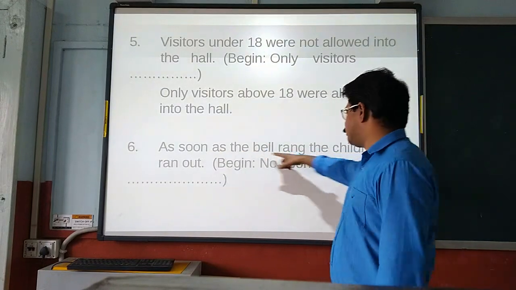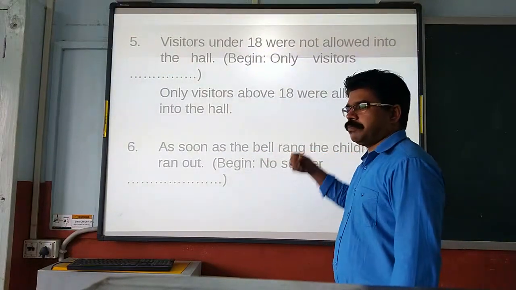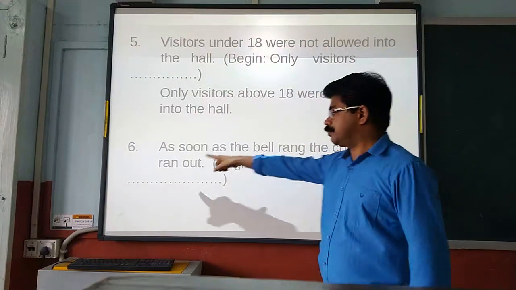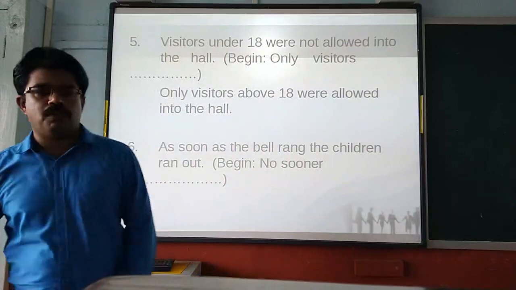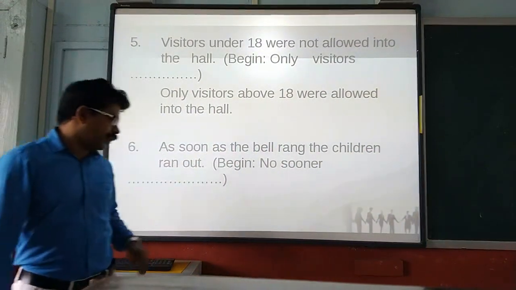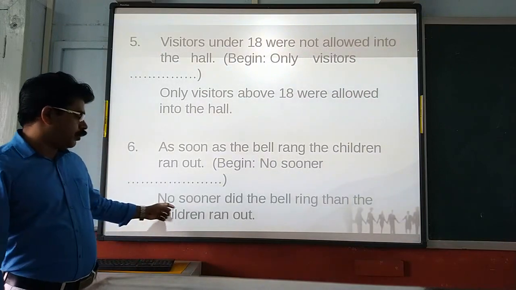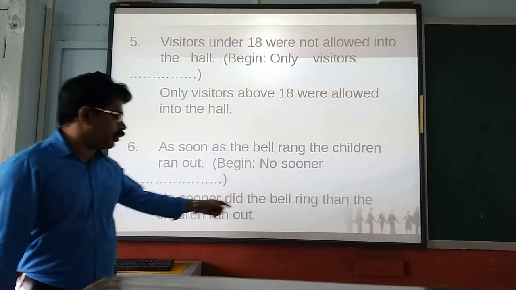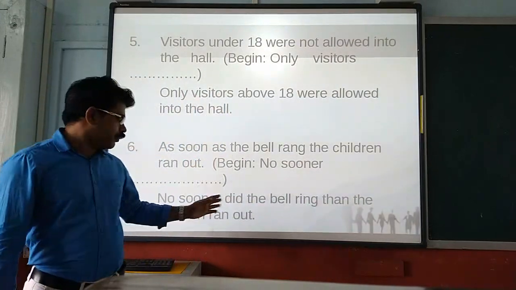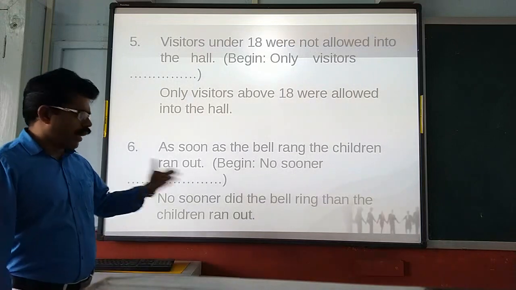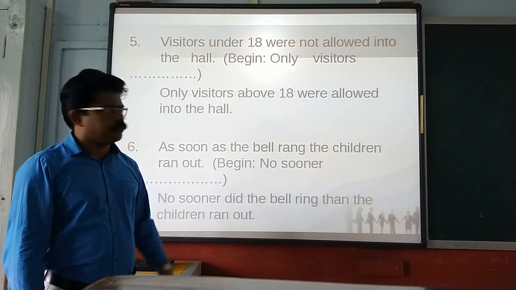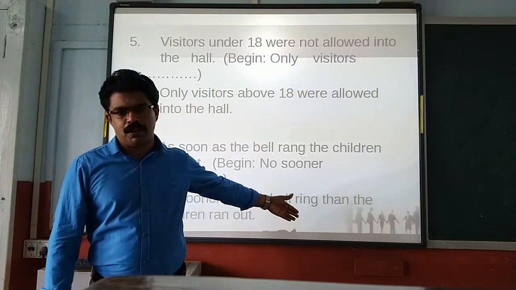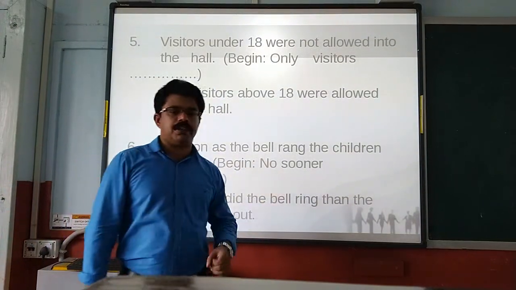Now the tense: "bell rang" is past tense, so naturally "did" will come. If "did" is there, the present form should be used after it. Based on these structures, let us see: "No sooner did the bell ring." "Rang" became "ring." Then "than," the same word as in the comparative degree I used just now. So the same structure is used here: "No sooner did the bell ring than the children ran out." Simple; this should be in your mind. You will see almost every exam has one question like this, so please make sure this structure is clear in your mind.